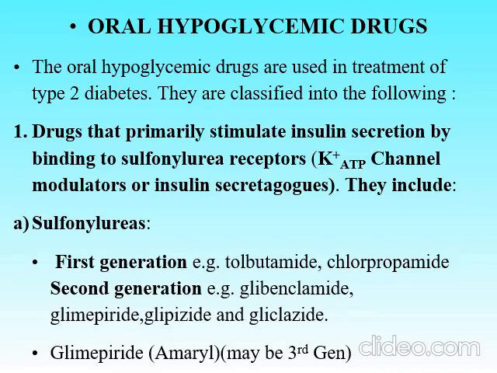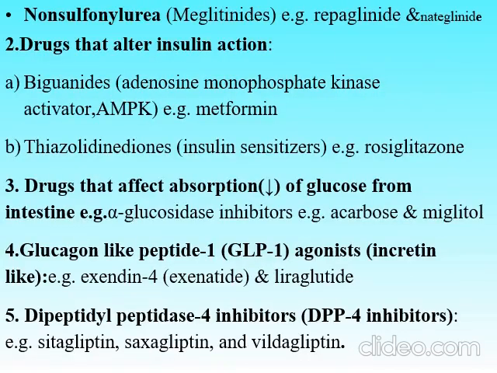The non-sulfonylurea groups are the meglitinides. These are all names for the non-sulfonylurea group, like repaglinide and nateglinide. The two groups, sulfonylurea and non-sulfonylurea, are the only groups that can produce hypoglycemia with high dose.